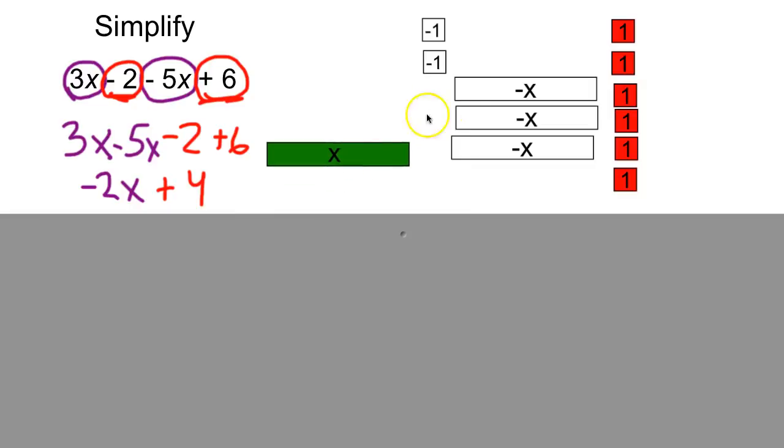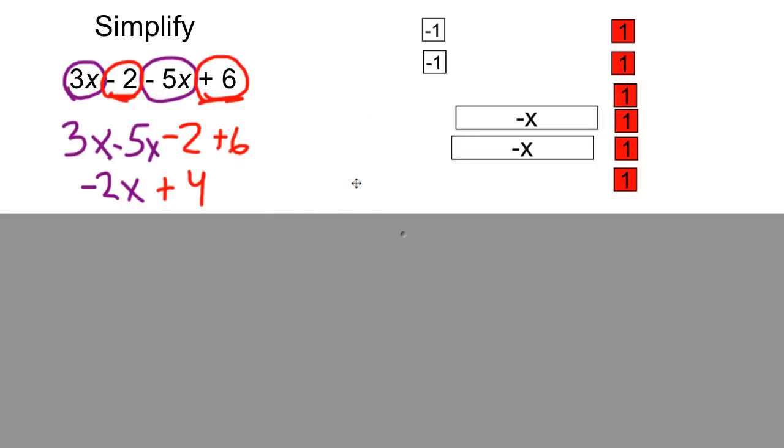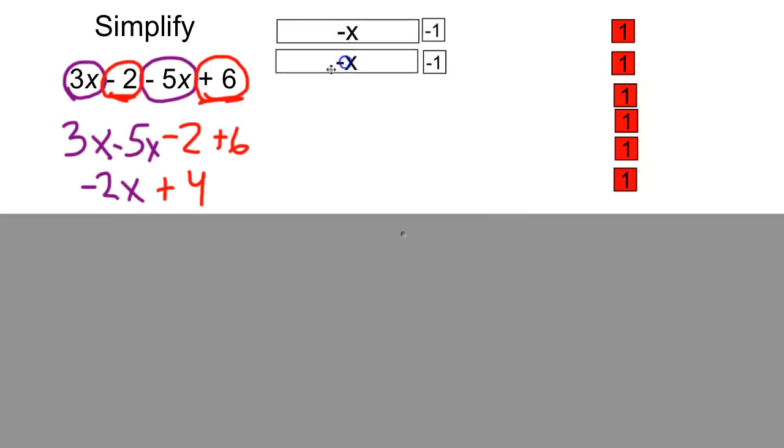One more time, I got this x. I take a minus x. Those equal 0, so I can delete those. Now I'm just left with minus 2x. If I look over here, that looks like the beginning of my answer, so that's good.